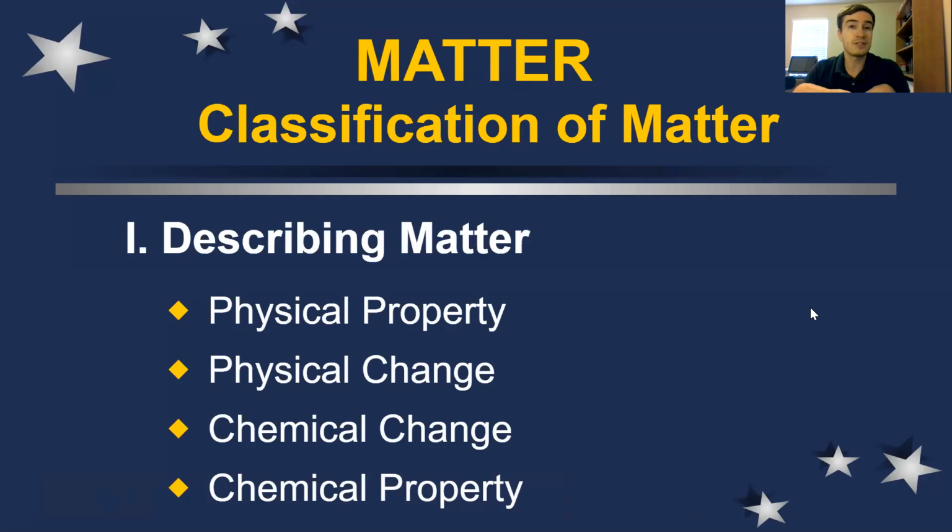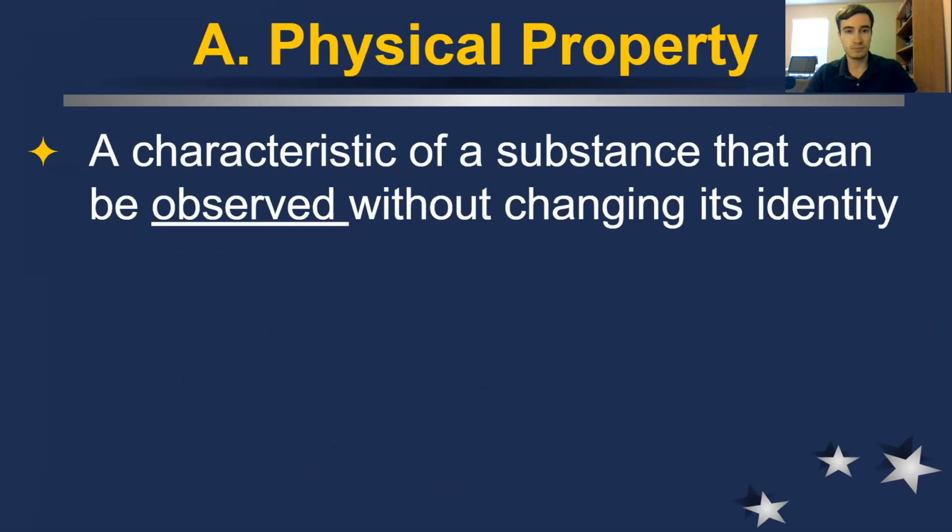So I'm going to be going through these one by one and providing you guys some examples of each one as we go along to help you cement it in your brain. What do we mean when we talk about a physical property versus a chemical change? Stuff like that. So first up, we have physical properties of matter.